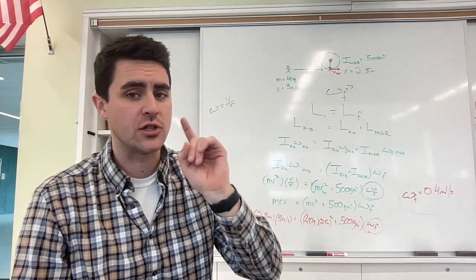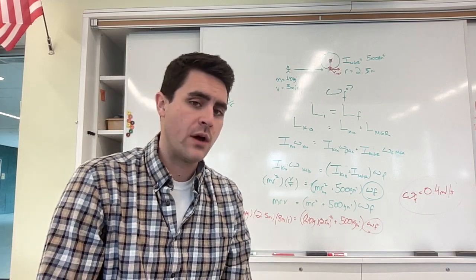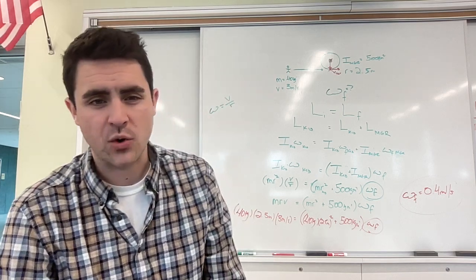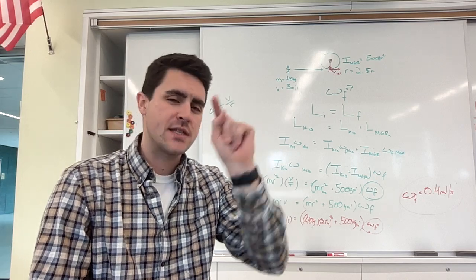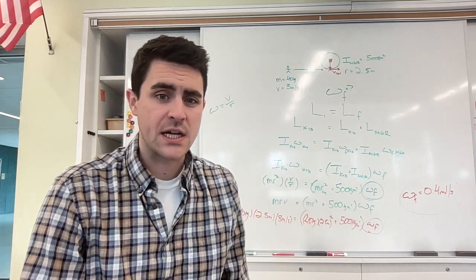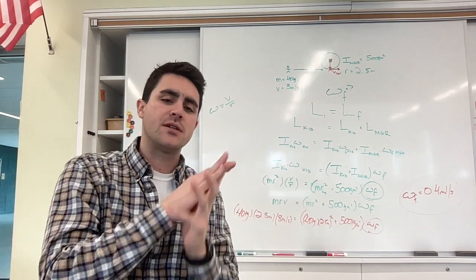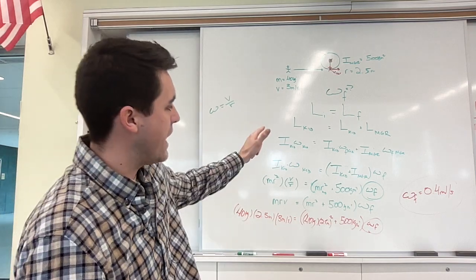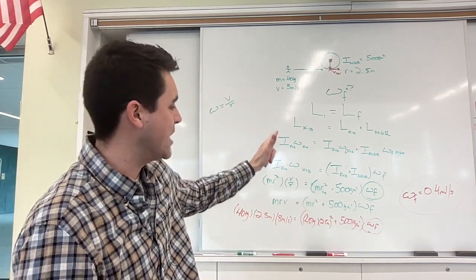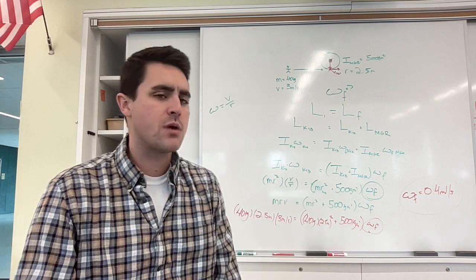Had I just looked at the merry-go-round alone, there is an outside torque. If I had looked at just the kid alone, there is an outside torque. Put them both in the same system, no outside torques. Initial angular momentum equals final angular momentum. I'm able to solve this problem mathematically.